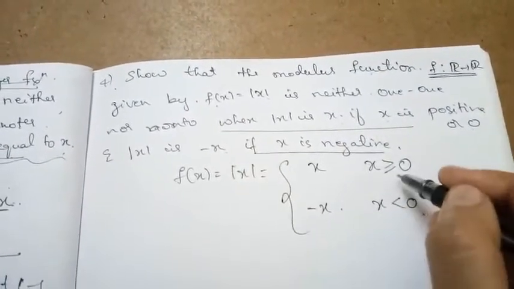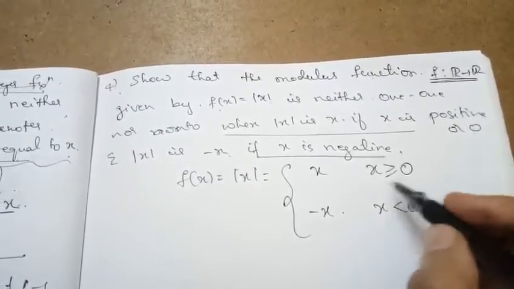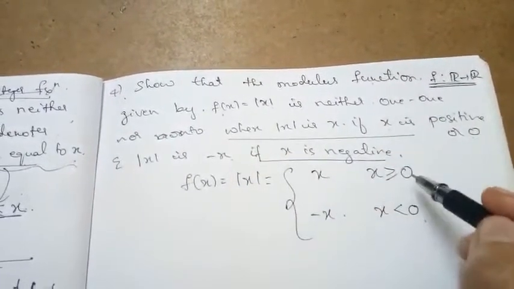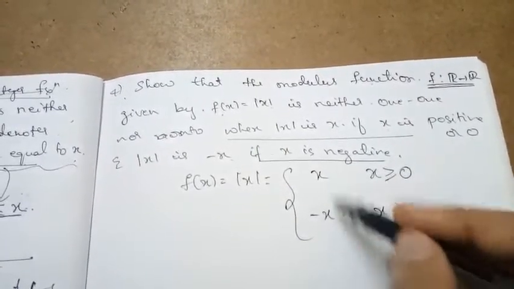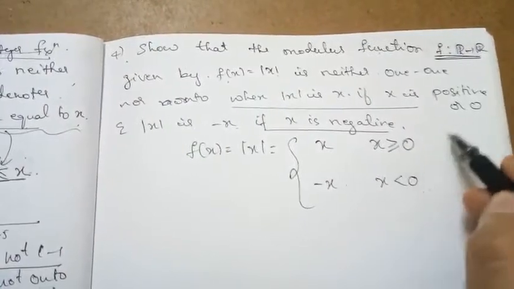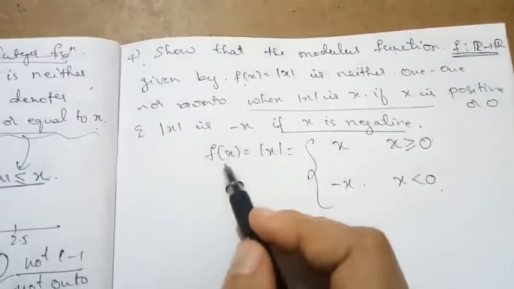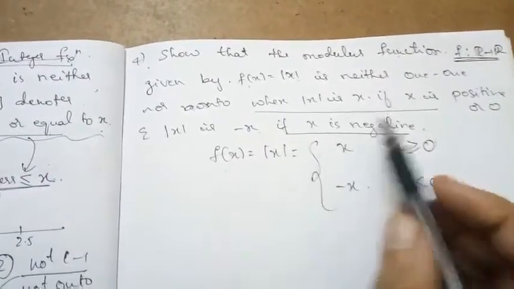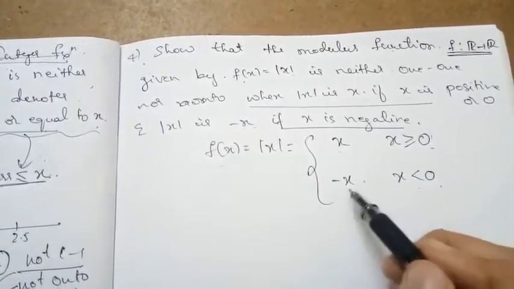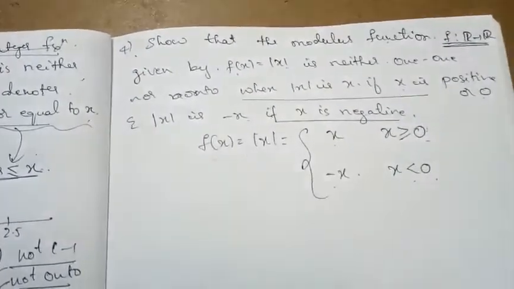Clearly 0 is included here, so don't put less than or equal to on the other side as well. If you write like that, both values would have the same image, so 0 would be the image of two elements, and it would not be a function at all. While writing here, keep that in mind. So the function is f of x equals mod x: for x greater than or equal to 0 it is positive x, for x less than 0 it is negative x.